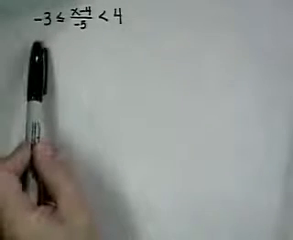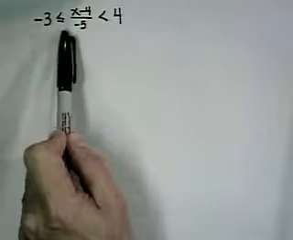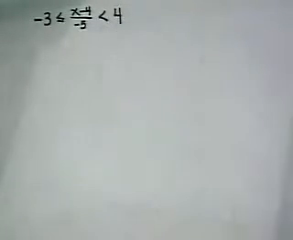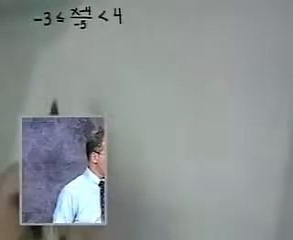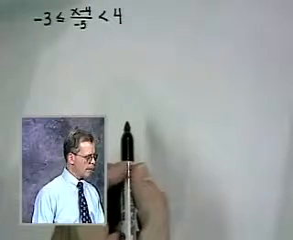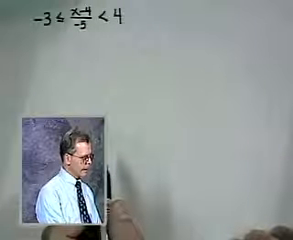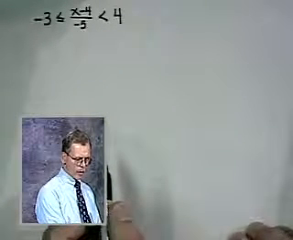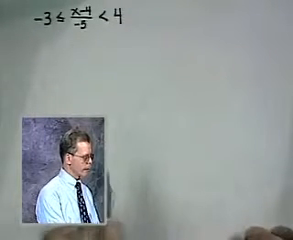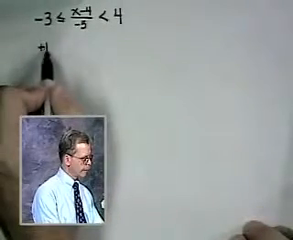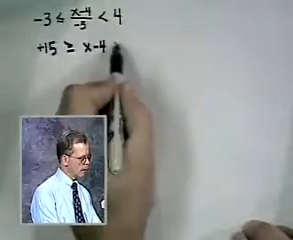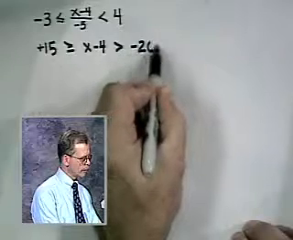Here we have negative 3 is less than or equal to the expression x minus 4 over negative 5, and that is less than 4. To solve this three-part inequality, we would first look at the expression and see that we'd like to clear the fraction by multiplying through by negative 5. When we multiply or divide by a negative, the inequality will in fact reverse. We'll get positive 15 larger than or equal to x minus 4 larger than negative 20.